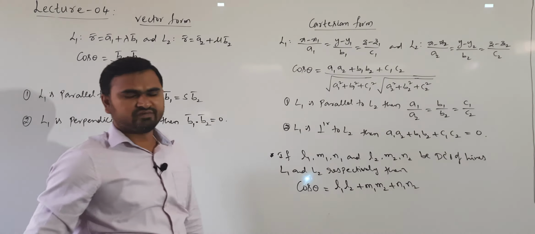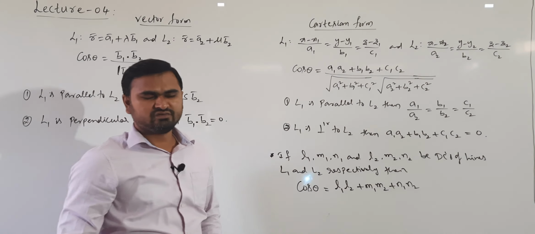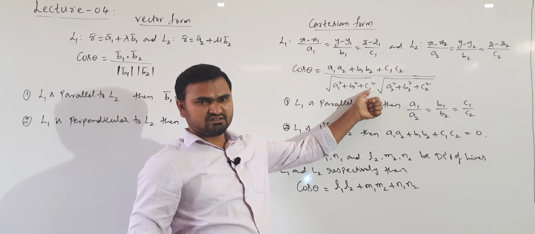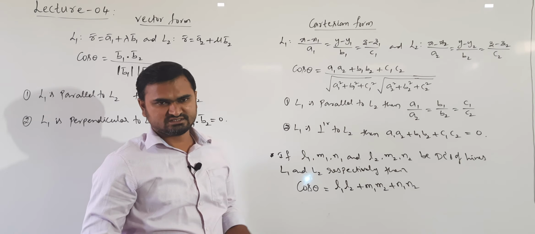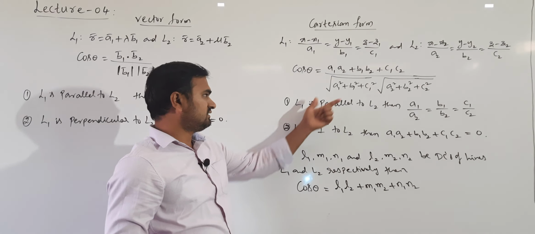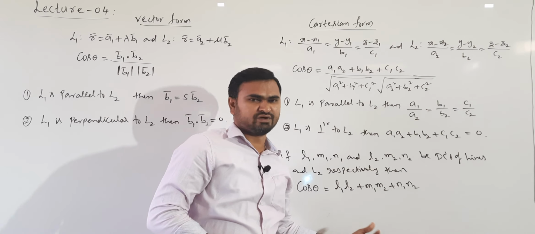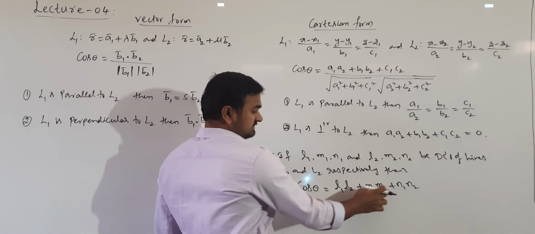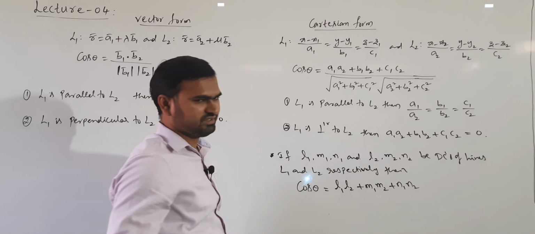Now here we don't have to divide by root of L1 square plus M1 square plus N1 square. Why don't we have to divide here? Because where L1, M1, N1 are DCs, we know the relation between DCs: L square plus M square plus N square is 1. So this will be 1. So root of 1 is 1. This is also 1. So no need to divide by that. So cos theta, the angle between two lines in terms of DCs, is L1 L2 plus M1 M2 plus N1 N2.